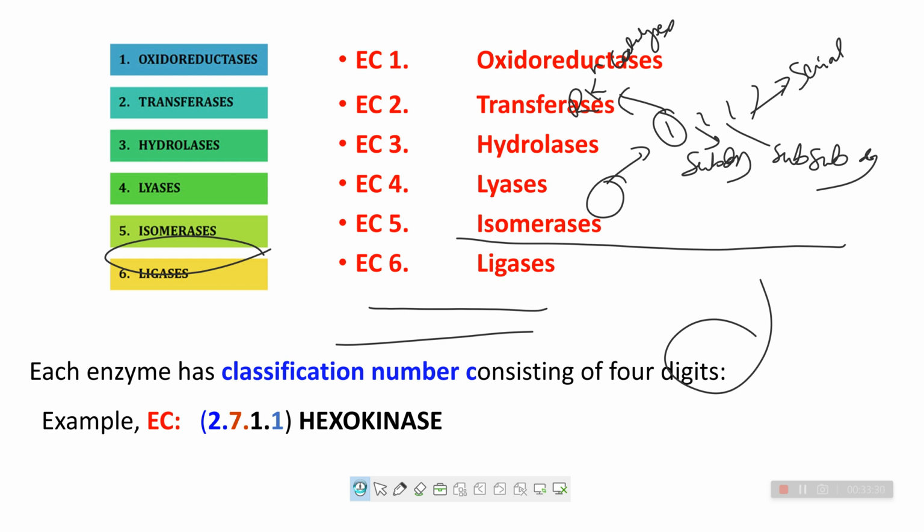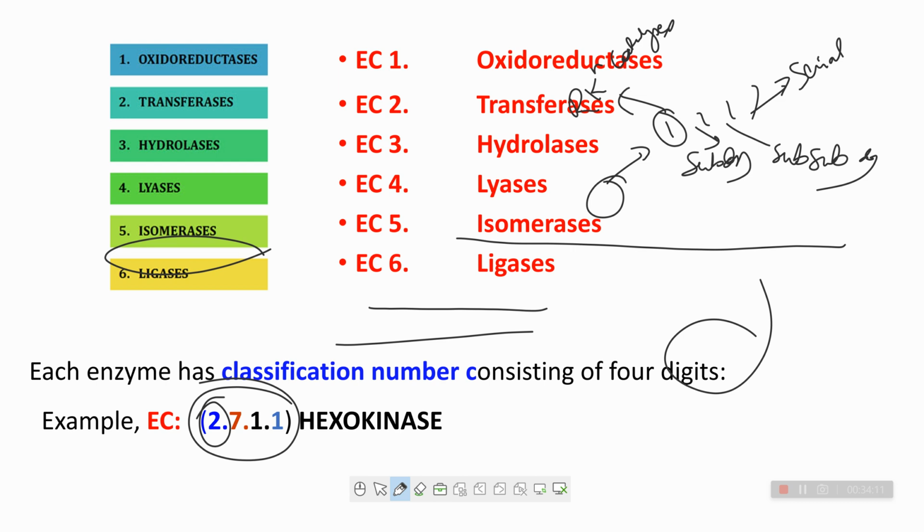So, these are the EC numbers 1, 2, 3, 4, 5, 6. First is oxidoreductase, transferase, hydrolases, lyases, isomerase, ligases. Suppose this is the EC number 2.7.1.1. Each enzyme has a classification number consisting of 4 digits. That 2.7.1.1 means 2 is for what? It tells for which reaction they are specific.